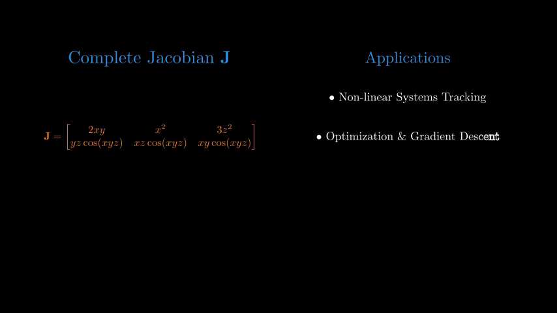This matrix allows us to understand how tiny perturbations in our three-dimensional inputs propagate through a non-linear system to affect our two-dimensional outputs, providing an essential foundation for advanced optimization, robotics, kinematics, and machine learning architectures.